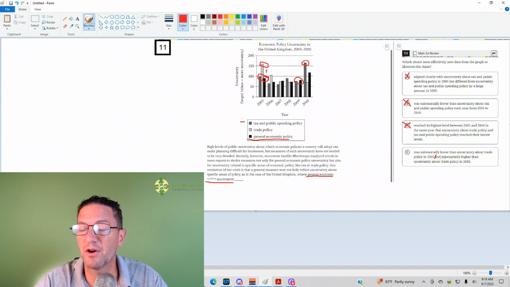And then the second part of the answer is general economic policy substantially higher than uncertainty about trade policy in 2010. General economic policy in 2010 is here. And then once again, the trade policy, which is the light gray box, is here. So yeah, general economic policy does look much higher. Answer choice D is your correct answer.